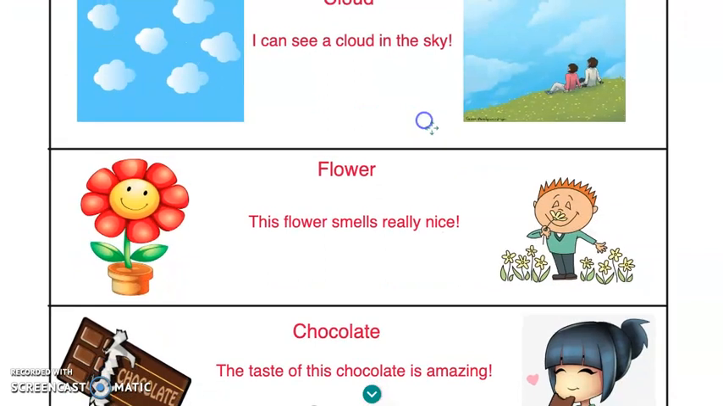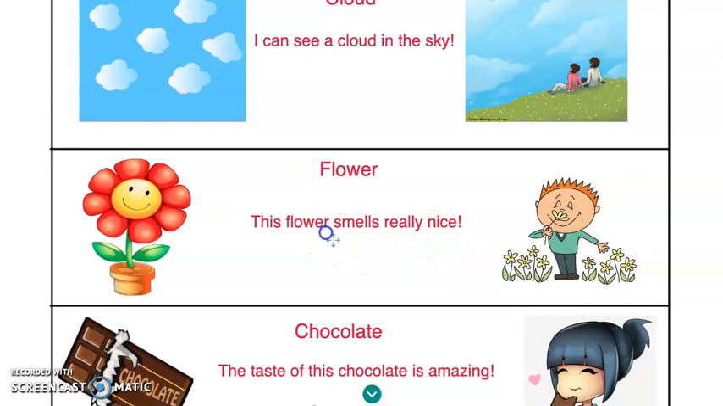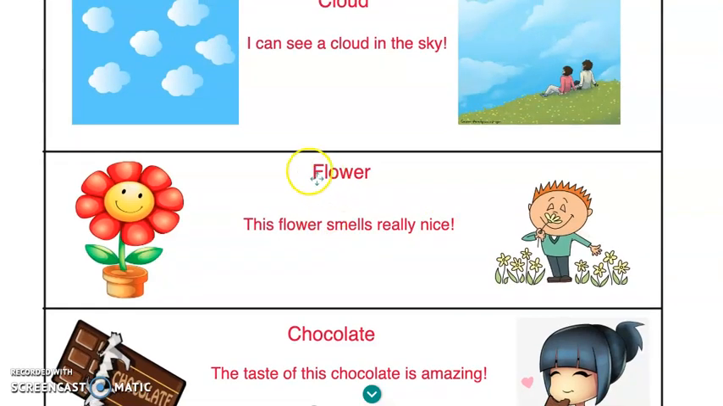Our next one is flower. This flower smells really nice. So, our sense is our smell with our nose. And the concrete noun is the flower. So, what can you smell? I can smell a flower. Does that flower smell nice? This flower smells really nice. Now, of course, just like before, we can see and smell the flower. So, it can use two of our senses.